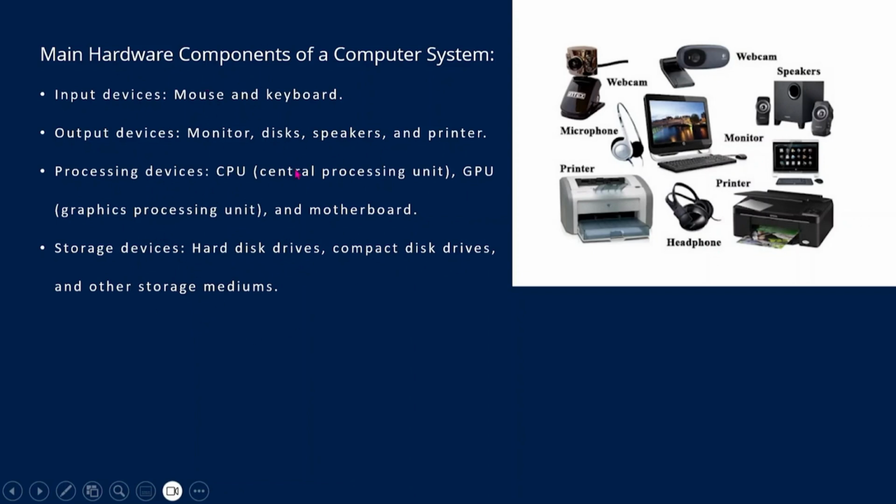Storage devices. These are used to save data. Hard drives, HDD, and solid-state drives, SSD. USB flash drives, memory cards, and external storage devices. These allow devices to keep our files, pictures, videos, and applications safe. All of these are physical and touchable, which is why they fall under hardware.